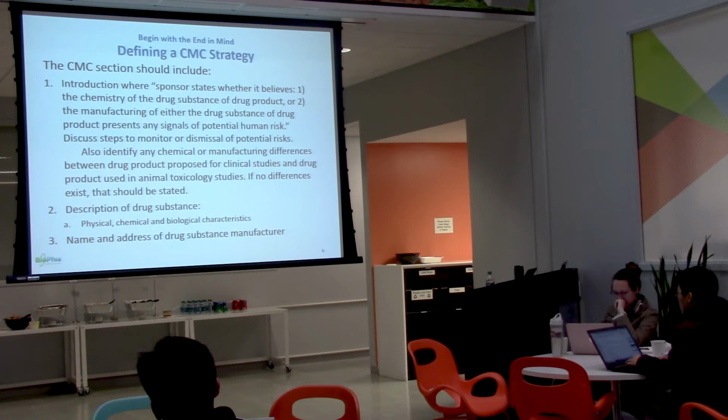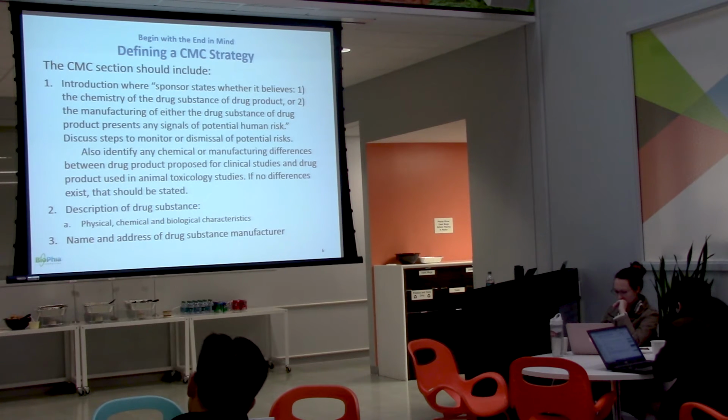You also identify any chemical or manufacturing differences between the drug product that is going to be used in those human clinical studies and what was used in the animal toxicology studies. Ideally, if you can do it, you can manufacture a large enough batch to get through the toxicology work and preclinical studies you need to do and have that same batch used for the first phase 1 studies.